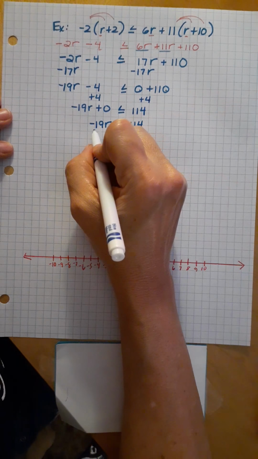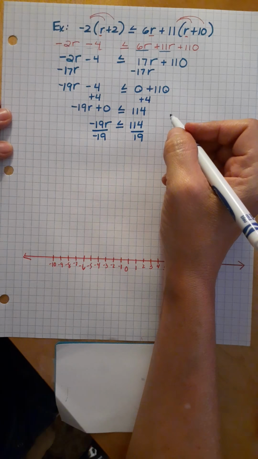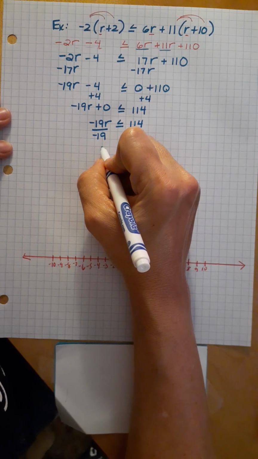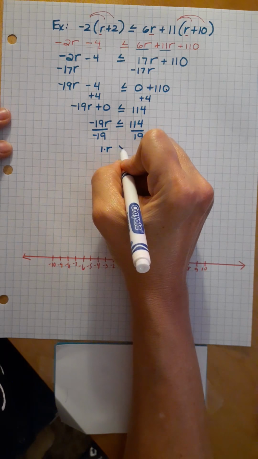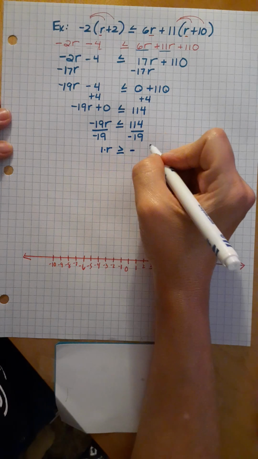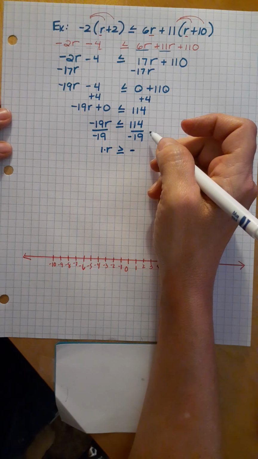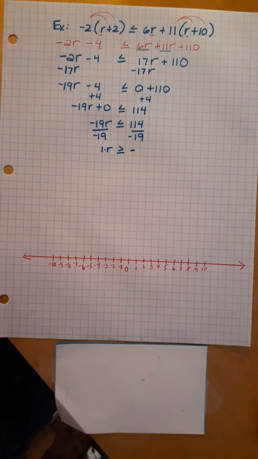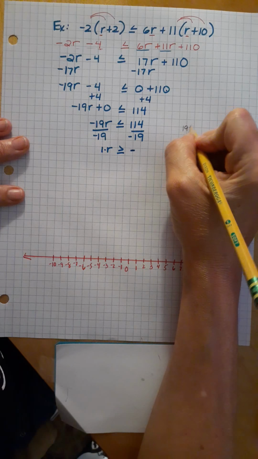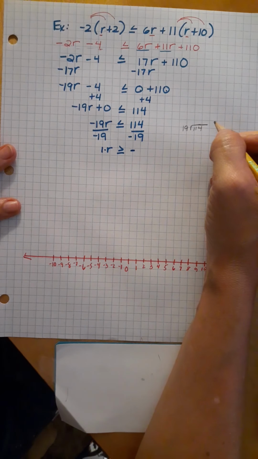Okay, now we're going to have to divide both sides by negative 19. When I do that, this gives me 1 times r. Flip. That should be negative 19. Negative 114 divided by 19. Okay, so let's figure this out. Let's say we didn't have a calculator with us. Well, we're going to have to figure it out. 114 divided by 19.